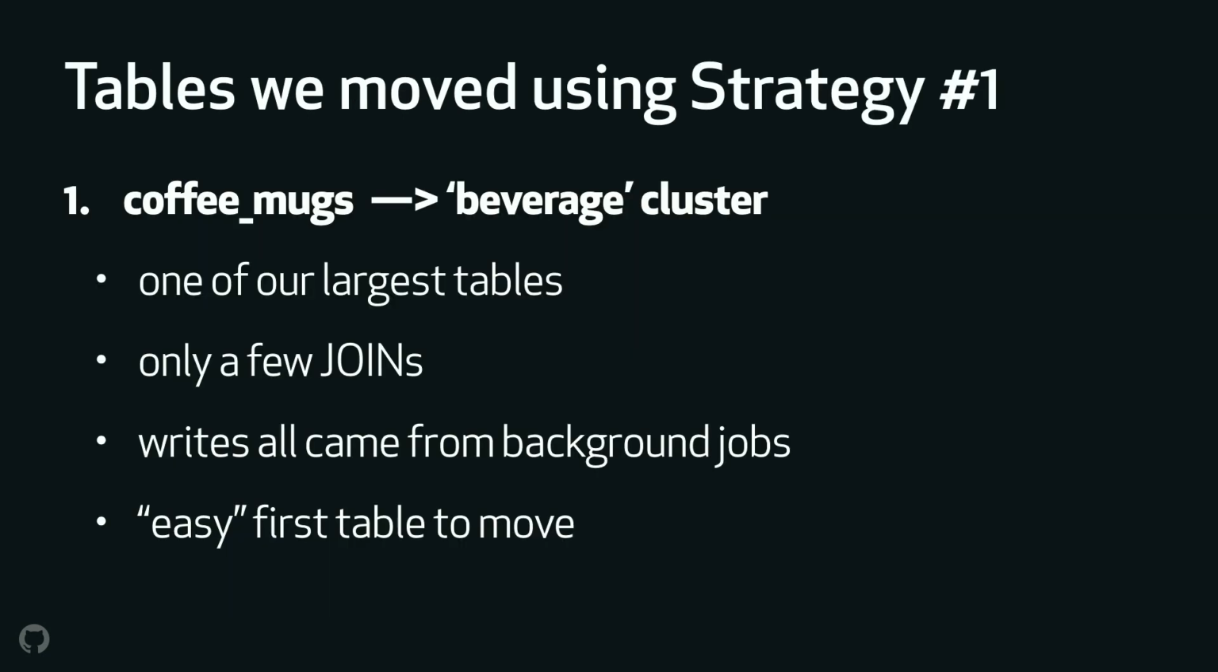So the first table that we decided to move was the coffee mugs table, and we were going to move this into the beverage cluster. Coffee mugs was one of our largest tables. There were only a few joins. The writes already all came from background jobs. So this presented itself as a quote-unquote easy first table to move.